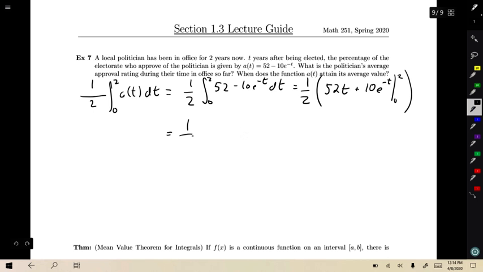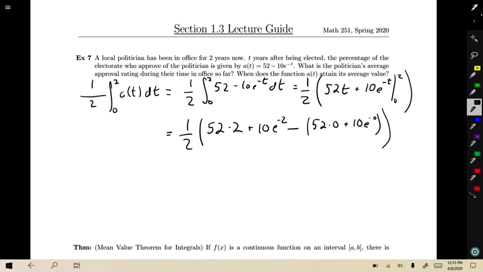Meaning that we have our 1/2 floating around out front here. We first evaluate at 2, so we're looking at 52 times 2 plus 10e^(-2). And now we want to subtract away the same function evaluated at 0. So 52 times 0 plus 10e^(-0). Well, this is a big string of numbers that you can plug into your calculator, and if you do so, you find that this is approximately equal to 47.7%. Cool, so we have an average approval rating of 47.7% across this politician's time in office.